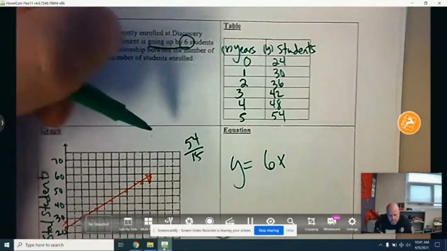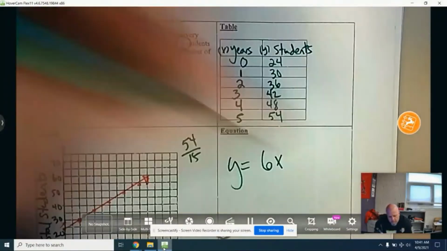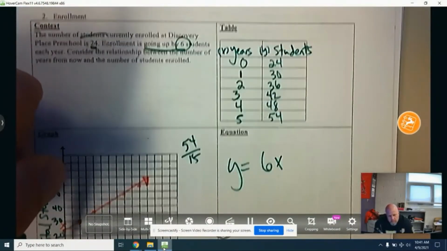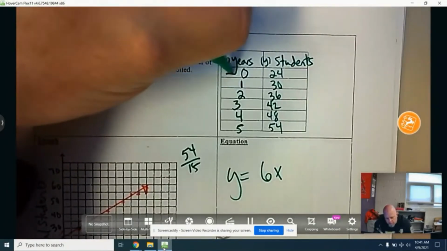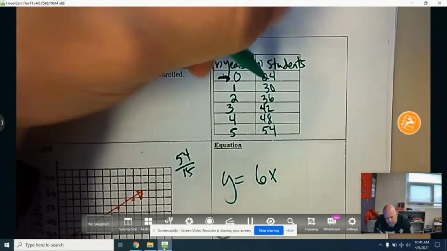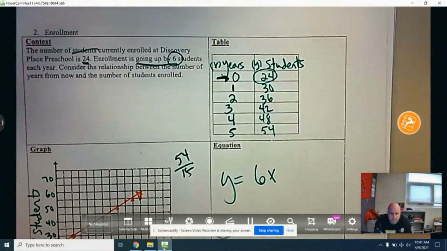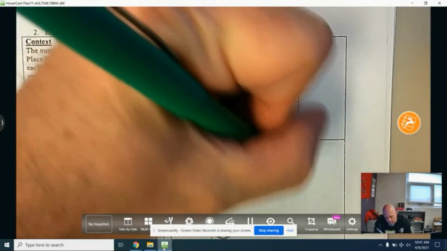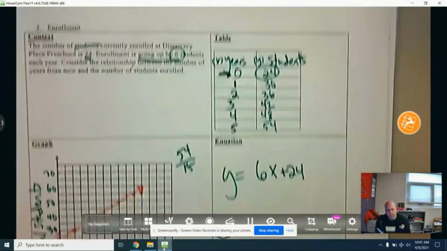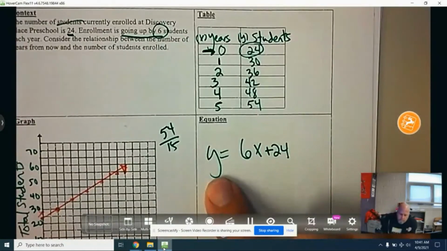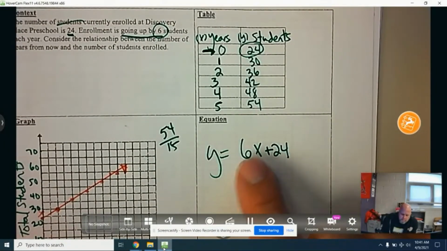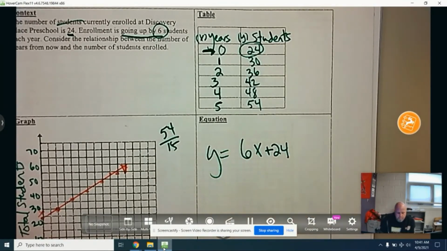It's going up 6. Okay, then the back part is where it touches the y-axis. And that's where we look at our 0. So if I'm looking at 0, I see it's touching at 24. That's a positive 24. So I'll put back here plus 24. Okay, so our equation is y equals 6, there's 6 students, times x every year, plus 24.